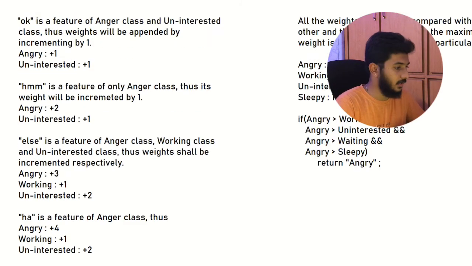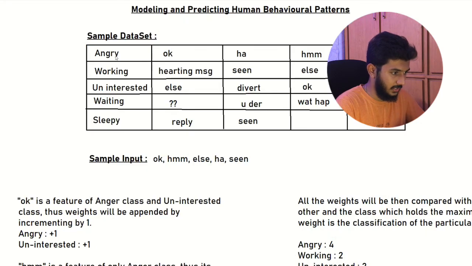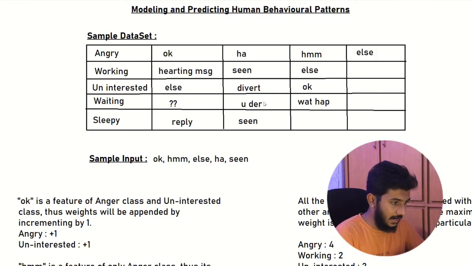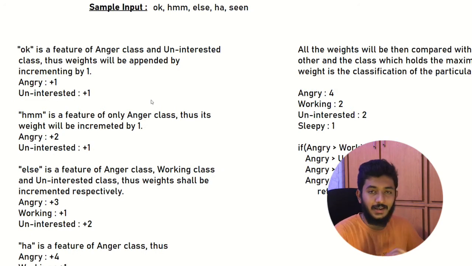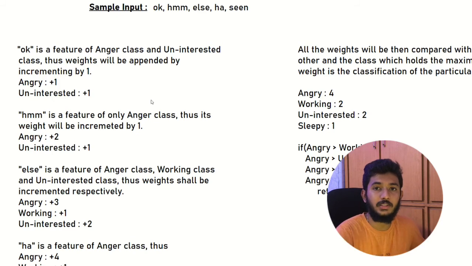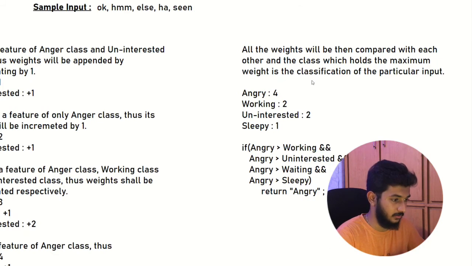And ha, you can see it from the data set. Ha belongs to anger class, and ha doesn't belong to any other class. So I'm incrementing the weight of anger class, and then seen. You can see here seen belongs to working class, and seen also belongs to sleepy class. So I've incremented their class weights also. At last, when all the input features are done, what I have to do is compare the weight of each and every class. That is what I've done here.